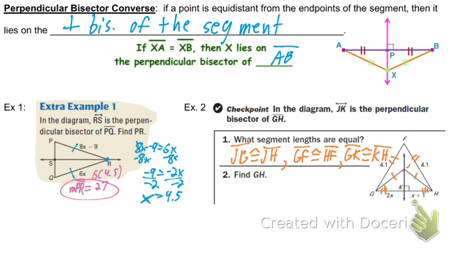Okay. Anything else we know would be congruent? Probably JK. You can say JK is congruent to itself, right? Just kidding, that was a joke. All right. How could we find the measure of segment GH?